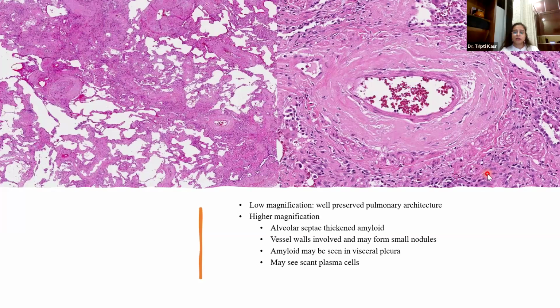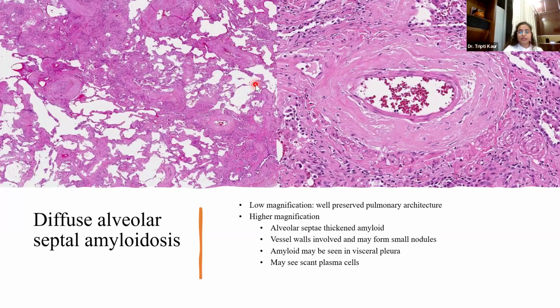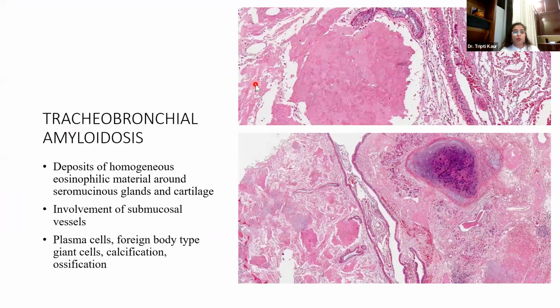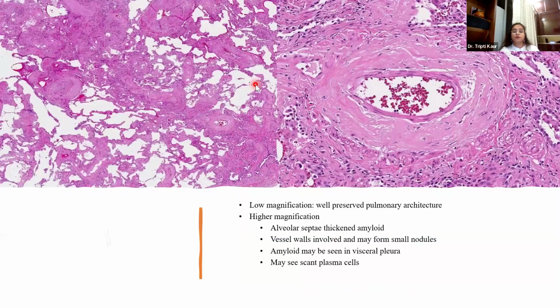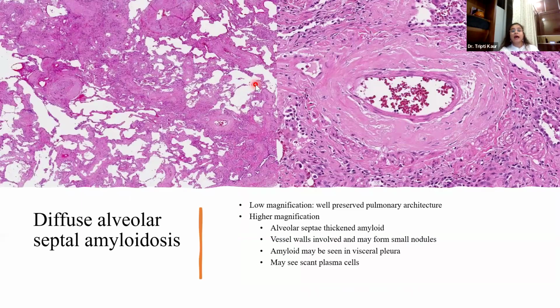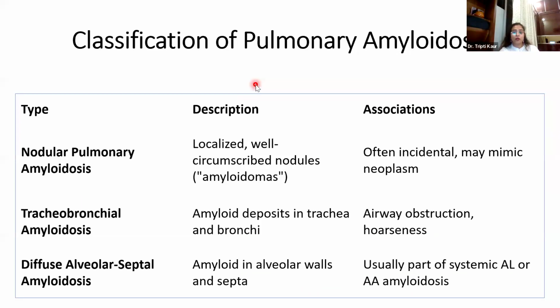Now, what is this? Perivascular amyloid. Yes. So if you have your lung parenchyma and you see the septal amyloidosis means you have this amyloid deposits around your vessels, then you need to give a diagnosis of diffuse alveolar septal amyloidosis. This is a very important diagnosis because this is related to your systemic amyloidosis. The previous two, tracheobronchial amyloid, nodular amyloid, these are not related to systemic amyloidosis, but diffuse alveolar septal amyloidosis is related, and you need to do all your tests.